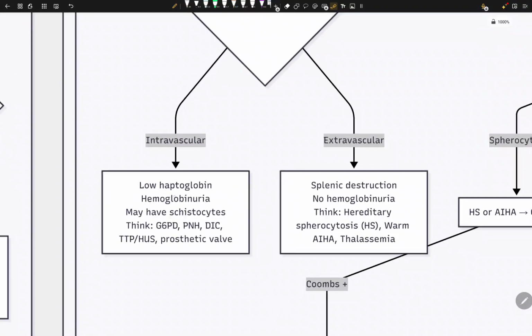In intravascular, we have low haptoglobin, because haptoglobin is the protein that carries and catches the free heme, because free heme is super toxic to you. So we have hemoglobinuria because heme is getting spilled inside the serum. We may have schistocytes. What is a schistocyte? We're gonna know.